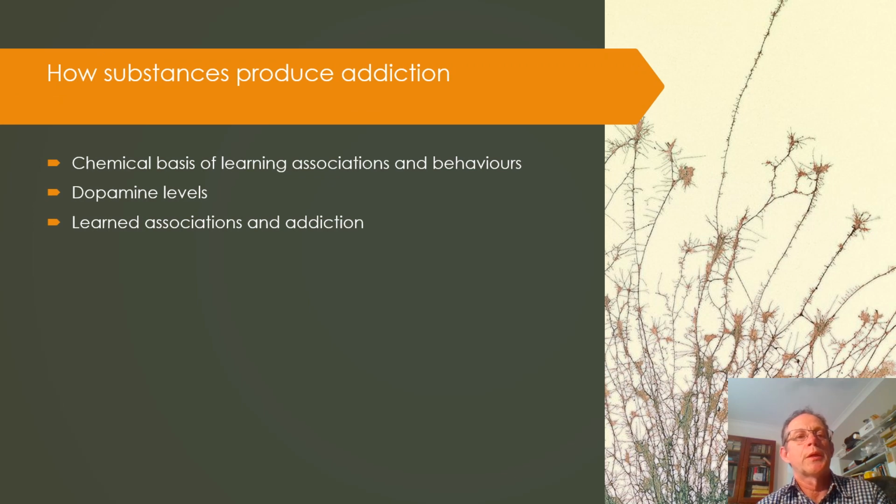We'll pause here, and when we come back, we'll look at how substances produce addiction, what the effect of dopamine in the brain is, and how addiction hijacks the dopaminergic system.